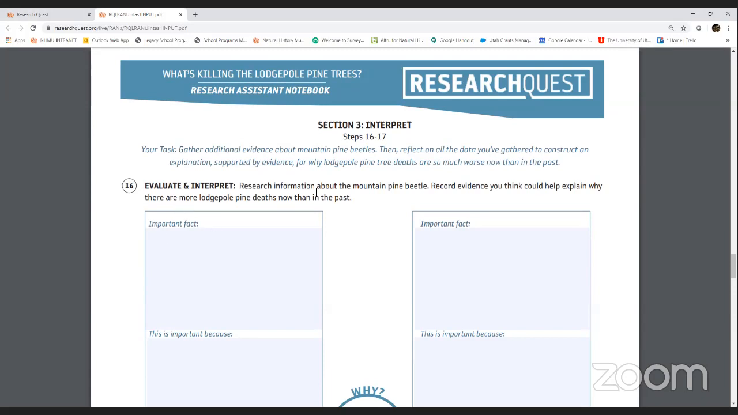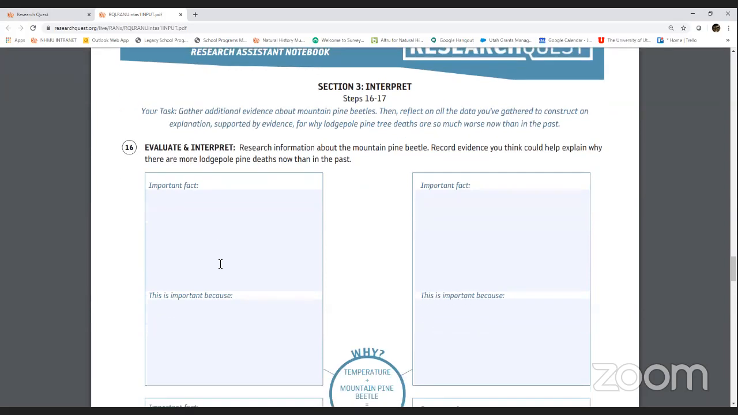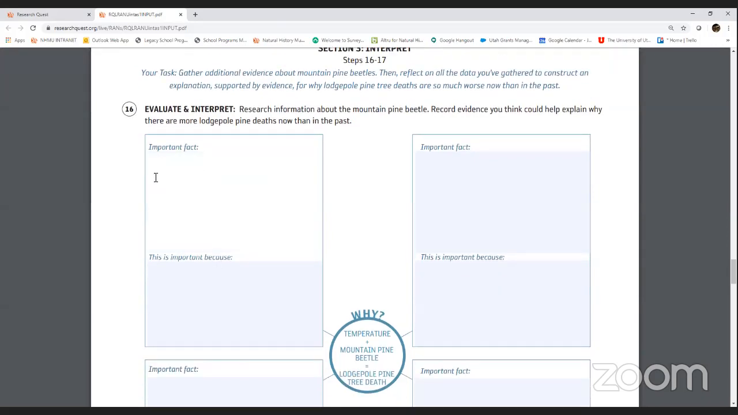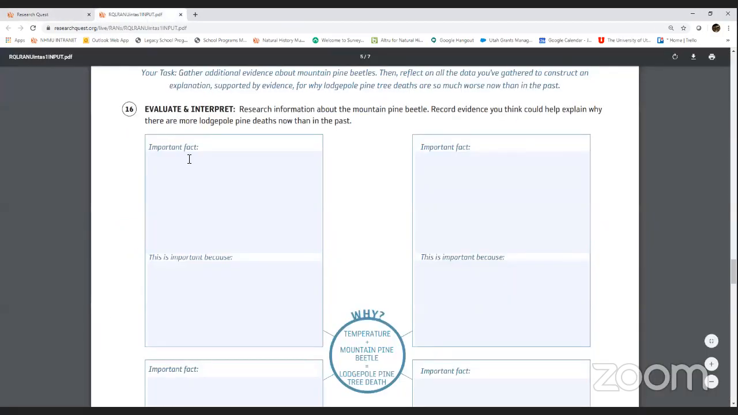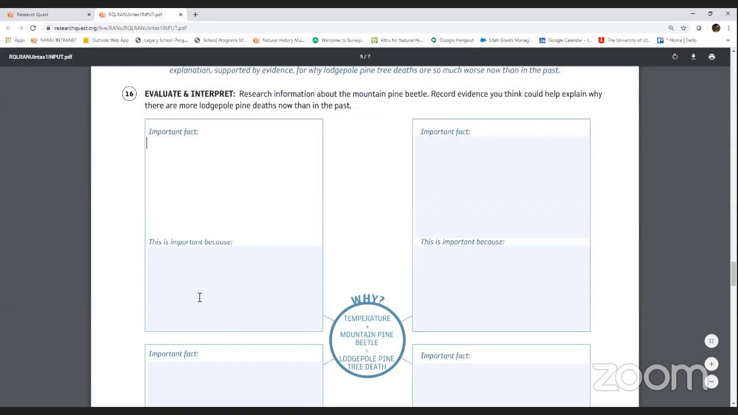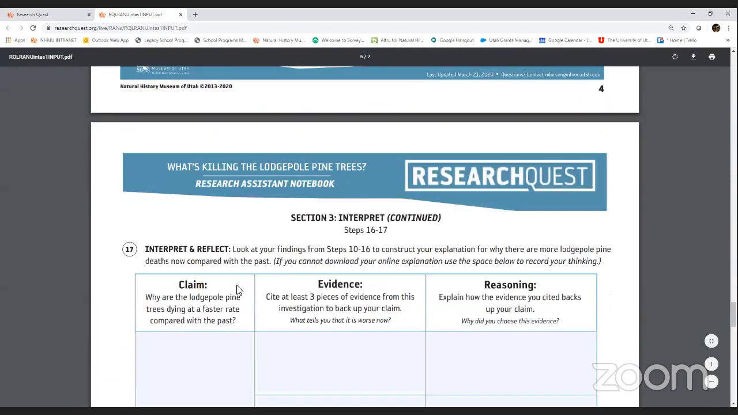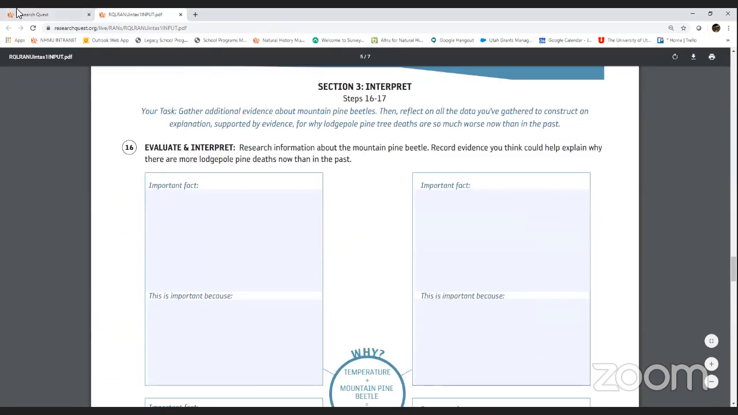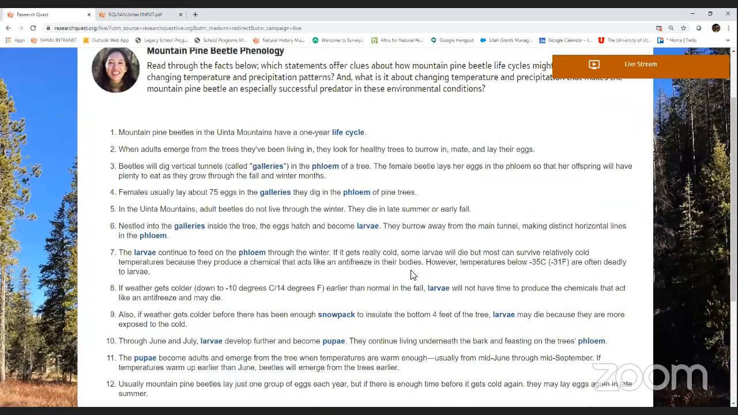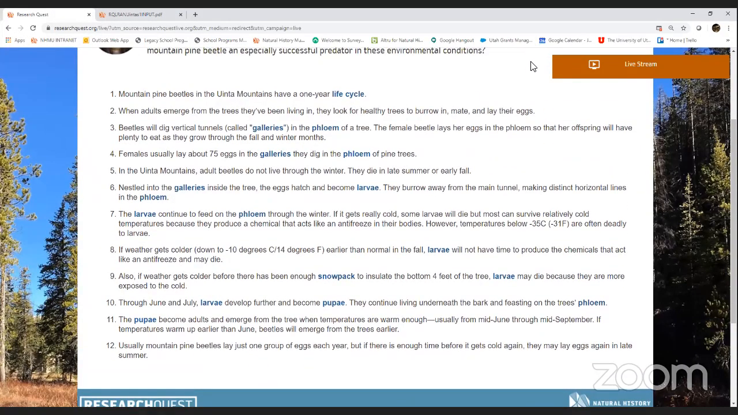It says evaluate and interpret. Research information about mountain pine beetle. Record the evidence you think could help you explain why there are more lodgepole pine deaths now than in the past. Okay, so I'm going to read through this and write the important fact here, and then share why I think this is important. I'm going to fill this out. You're going to choose 4 important facts. Now, if you want to pause me, you can, or mute the video. But I'm going to read aloud for anyone who would like to follow along.